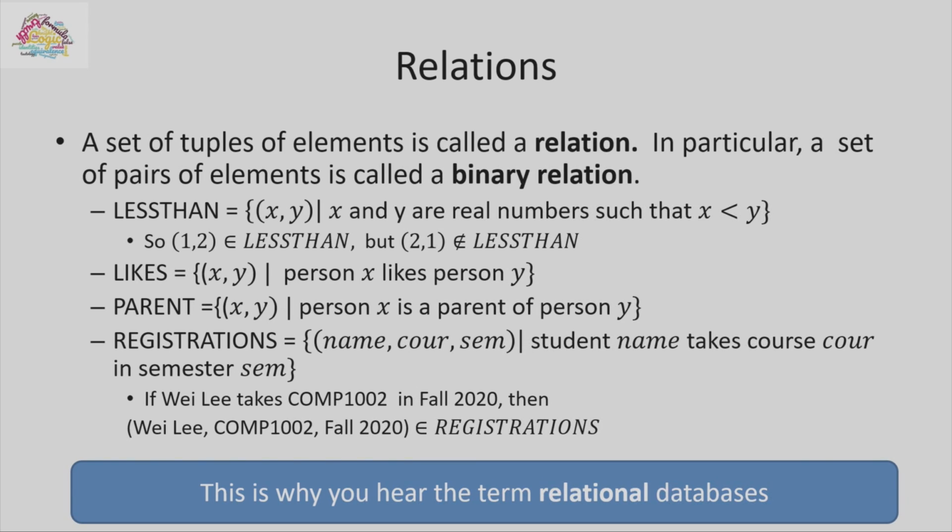For example, if Wei Li takes COMP1002 in fall 2020, then we will have a triple Wei Li for the name, COMP1002 for the course, and fall 2020 for semester, and this will be an element of the relation, of the set registrations. And this is why when you hear people talking about databases, you often hear them call them relational databases. This is exactly this kind of relations.